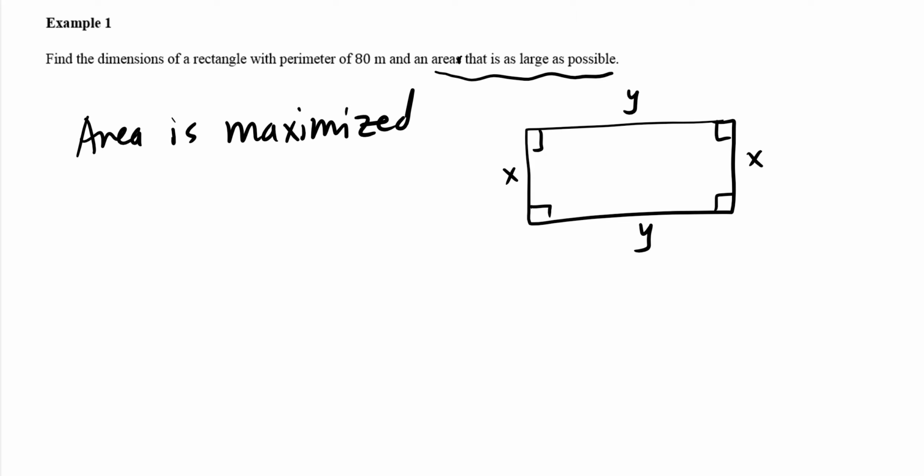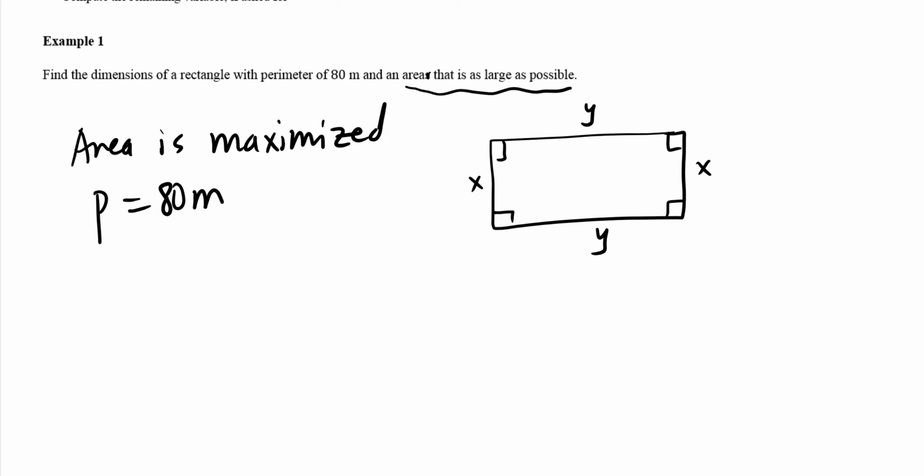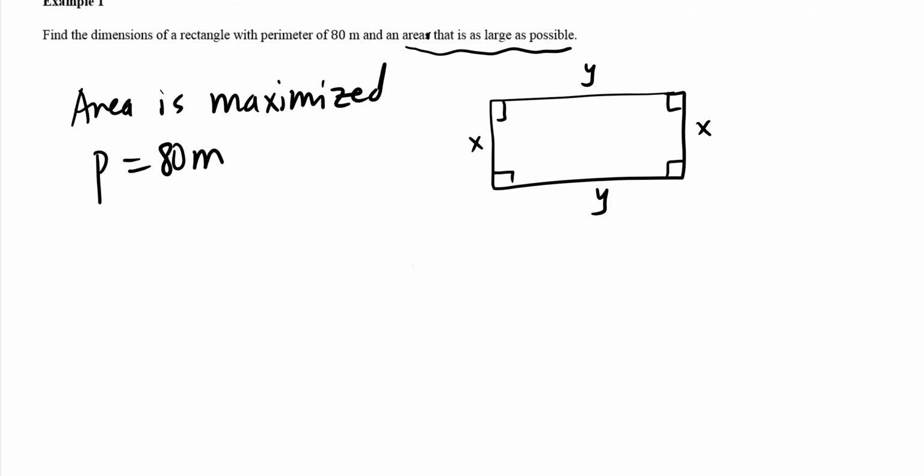Write that down. What they give us, the parameter is 80 meters. So we also write that down as well. Now we need to see how to start with this problem. Find the dimensions. So we need to find X and Y. They give us the parameter. Well, how do you find the parameter of the rectangle? You add all the sides up. 2x plus 2y is 80.